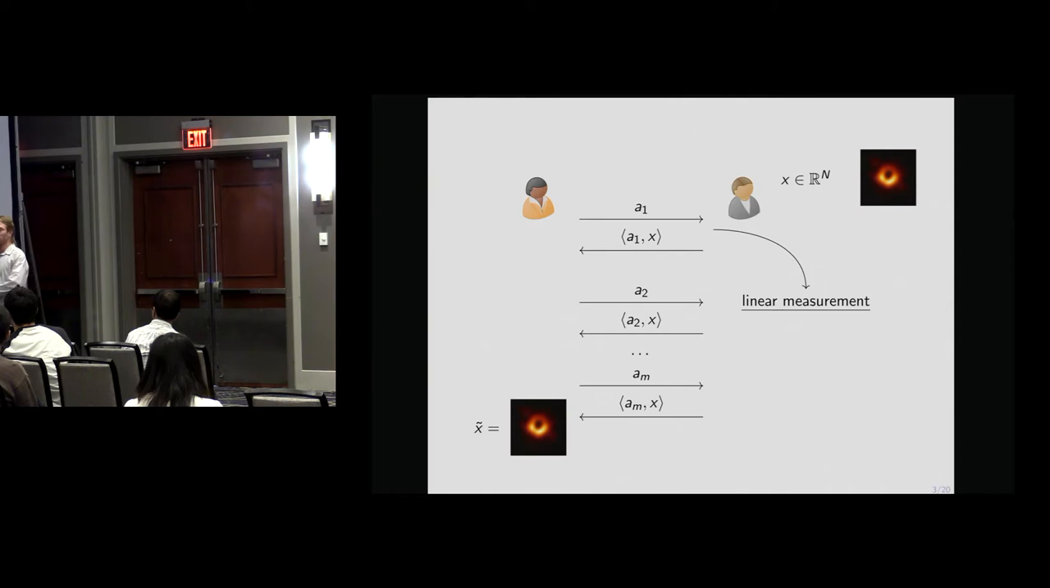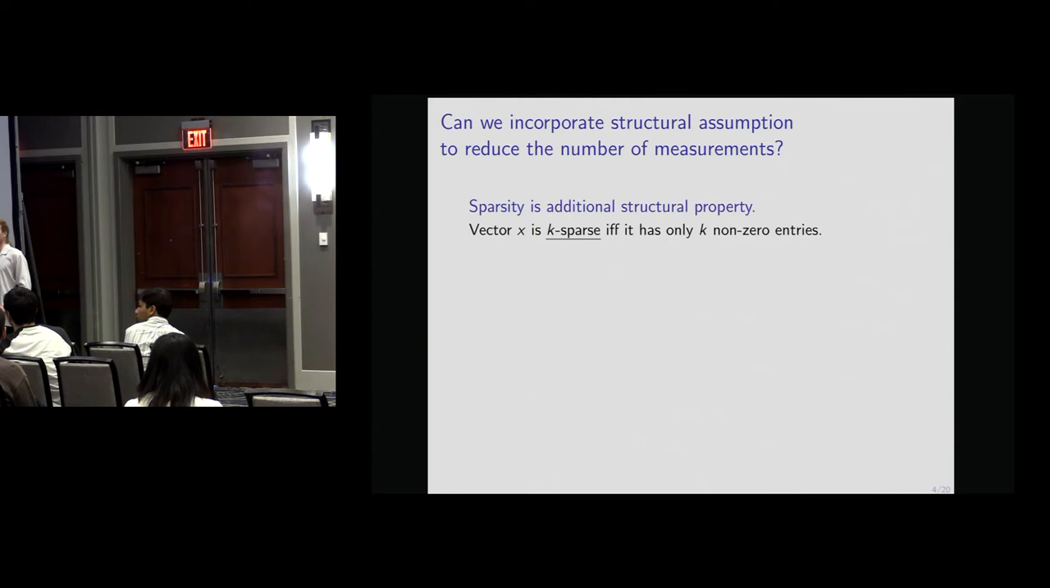Now, as stated, this is not an interesting problem. Obviously, if she makes n linear measurements, she can recover it. If she doesn't, she cannot. So there's nothing to do here. But what if Alice, in addition to this, knows something about the structure of the vector x? So in particular, one structural assumption that is very common is that vector x is k-sparse. It has only k non-zero entries, or is approximately k-sparse. So it has only k large entries, and the rest is some small noise.